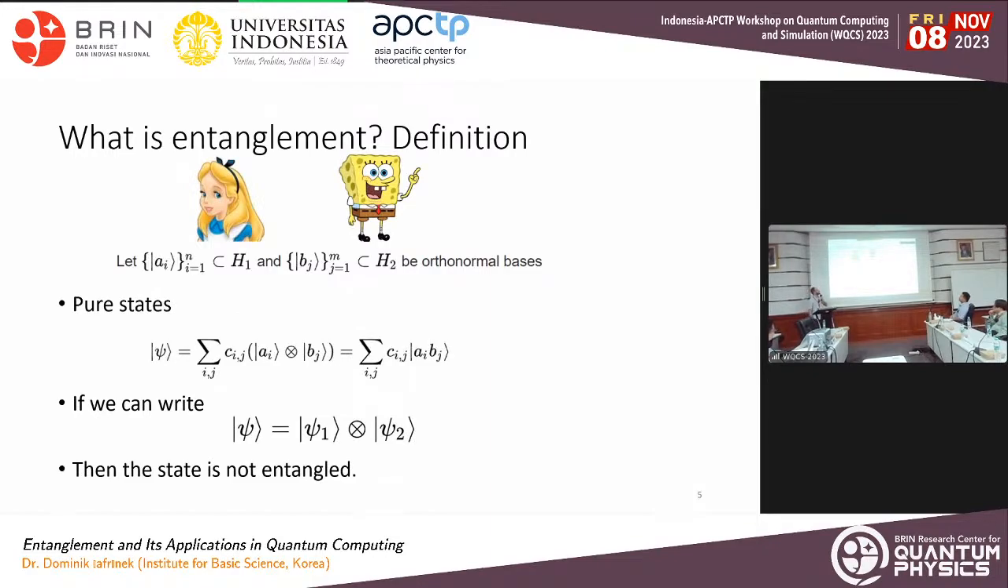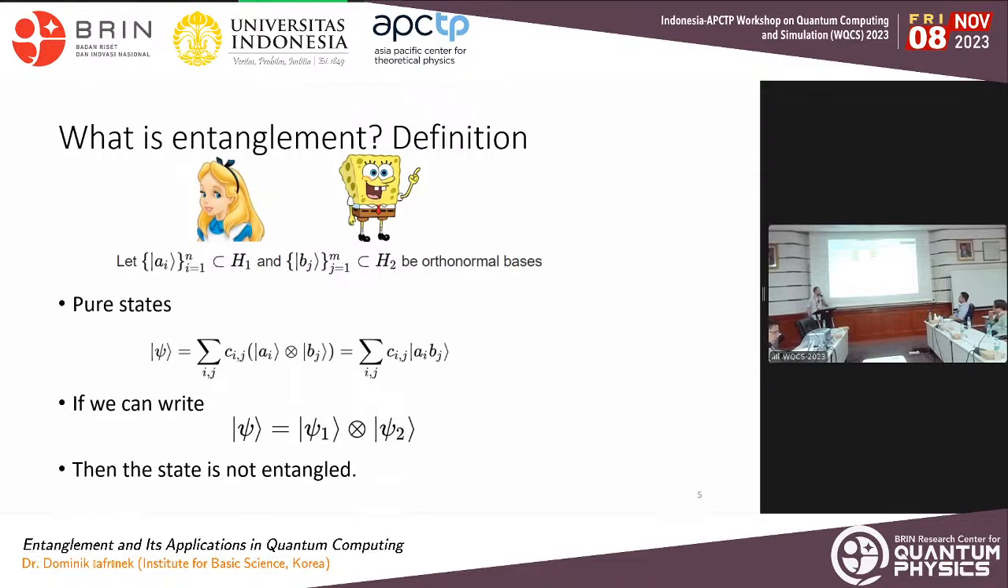So what is entanglement? Let's start with the definition. Consider two parts of the system. You can say part A and part B, and you have some bases. So you can think of this as like 0 and 1, but there can be also 2, 3, so here as well, 1, 2, 3.